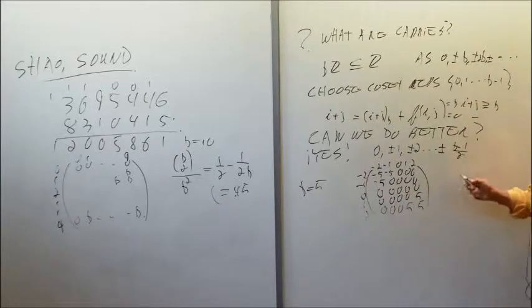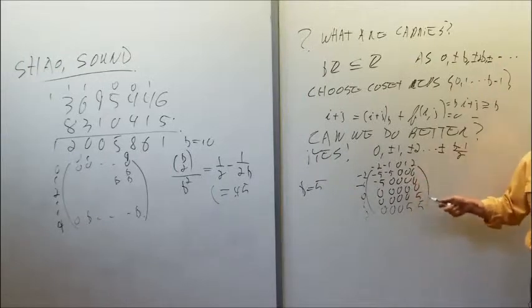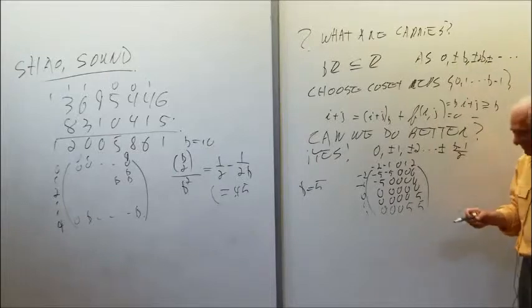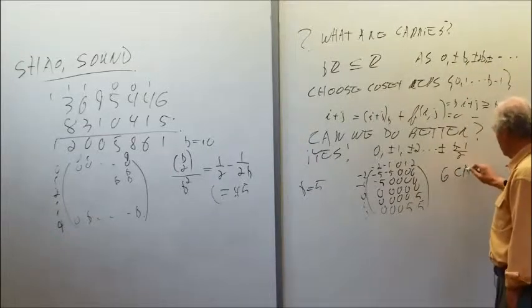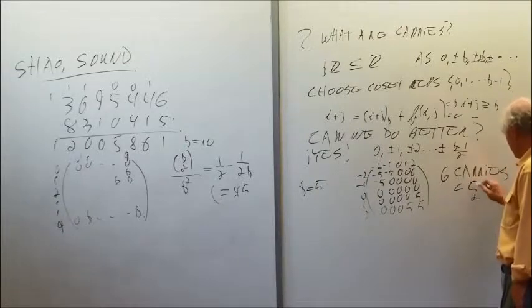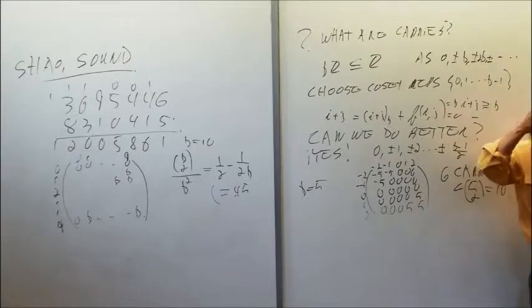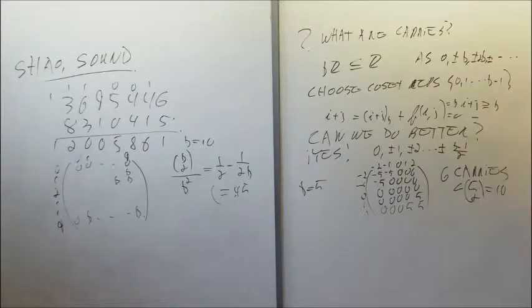There are 6 carries. 6 is less than 5 choose 2, which is 10. So balanced coset representatives do better. So once you make that leap, you can ask, well, can you do better? Why do you have to have any carries?